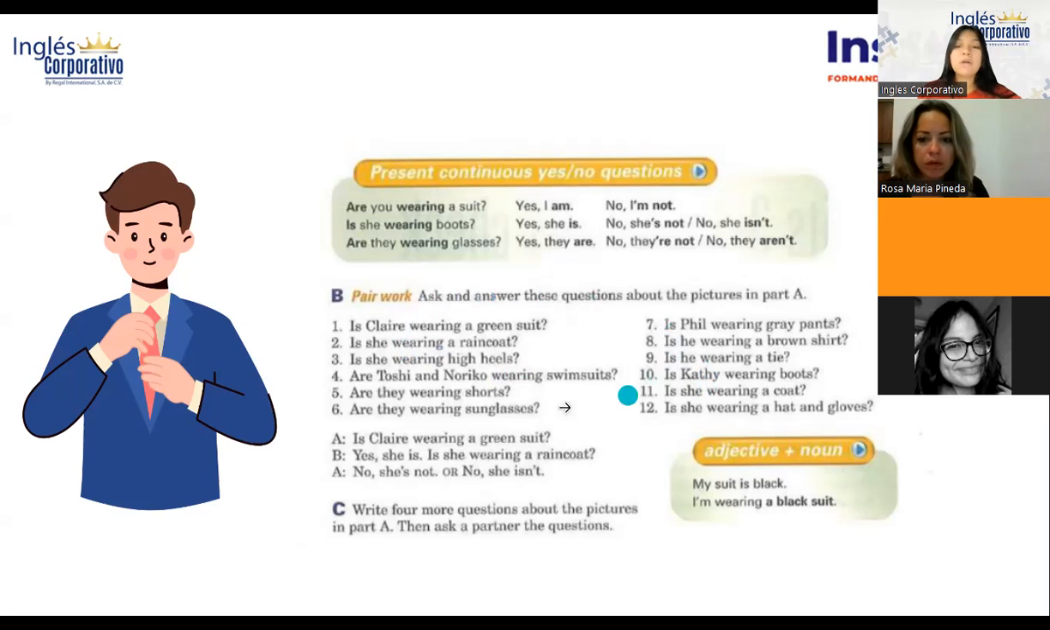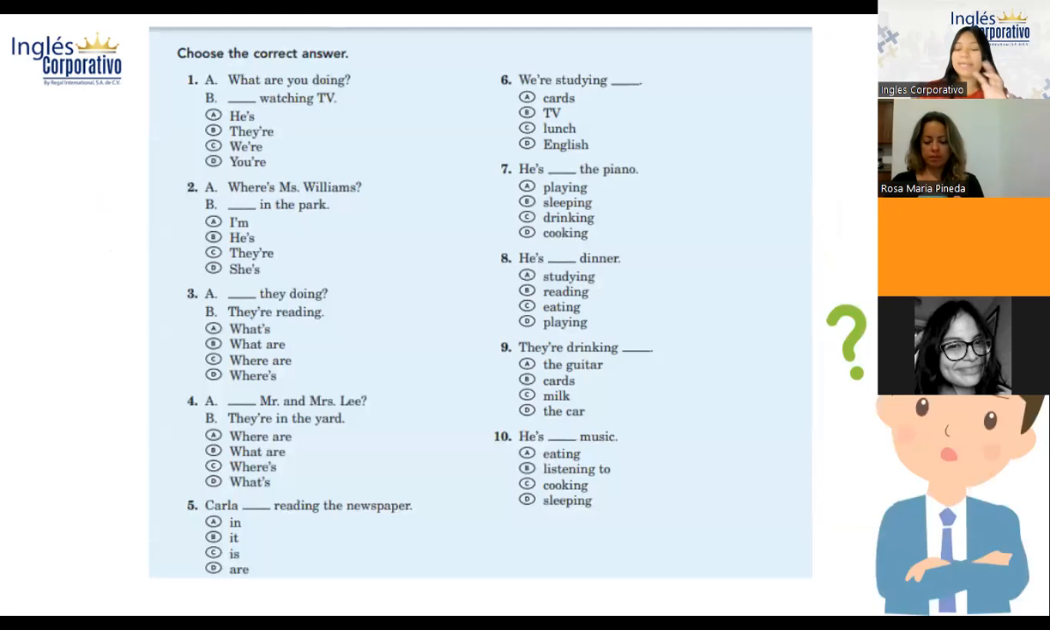Estas que vemos acá se conocen como preguntas cerradas. Es por eso que tenemos que responder como yes, she is, or no, she isn't. O sí o no. Teacher, entonces está mal que yo diga yes, she is wearing gray pants, por ejemplo. No está incorrecto, pero si le estamos haciendo una pregunta cerrada, es porque solo se le está evaluando como un sí y un no. Pero no está incorrecto. Pero para acortar su respuesta, es mejor utilizar yes, she is, no, she isn't.